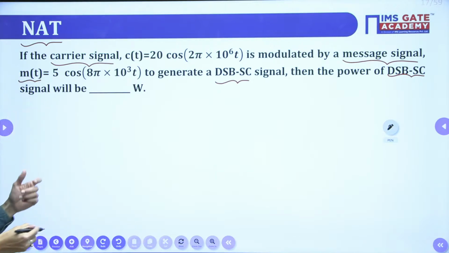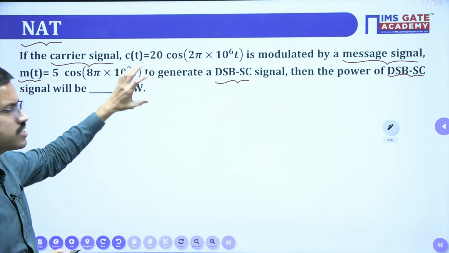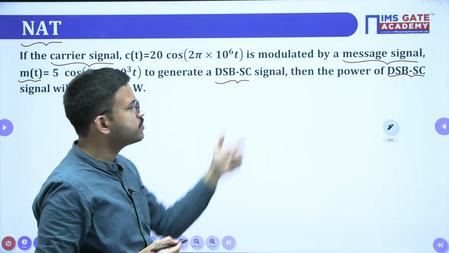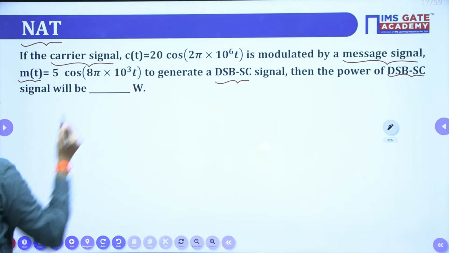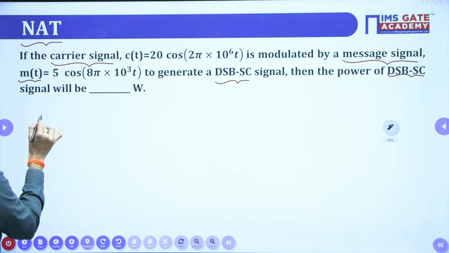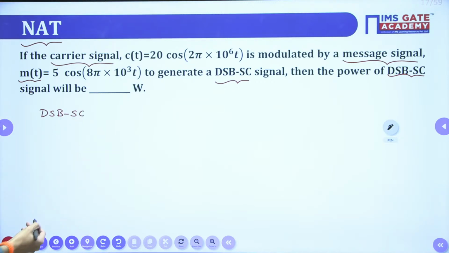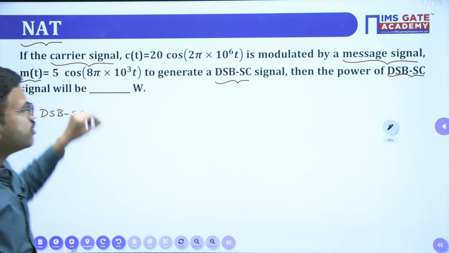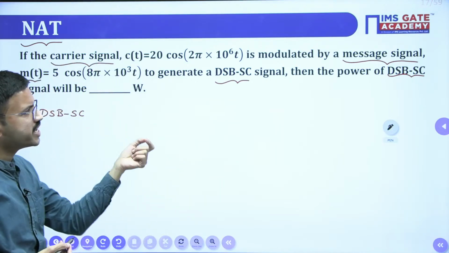I hope all of you know regarding the DSB-SC signal. When you are having a message signal and carrier signal, how can we get the DSB signal? What is the procedure? What will we do regarding these two signals? Please respond. Whatever the two signals you are having, carrier signal and message signal, what kind of operation if you do, you will get the DSB-SC signal?